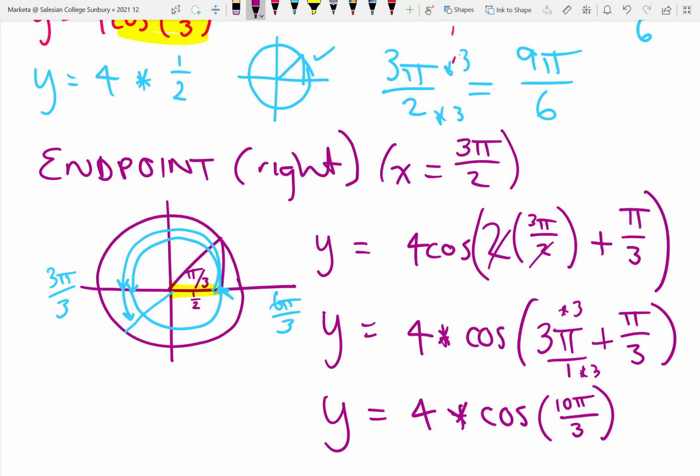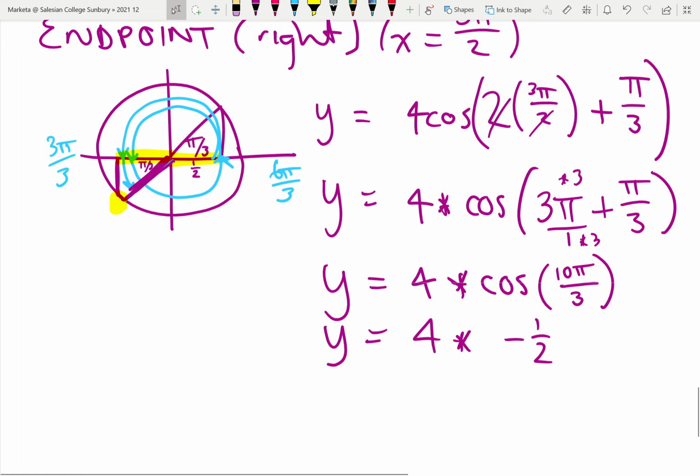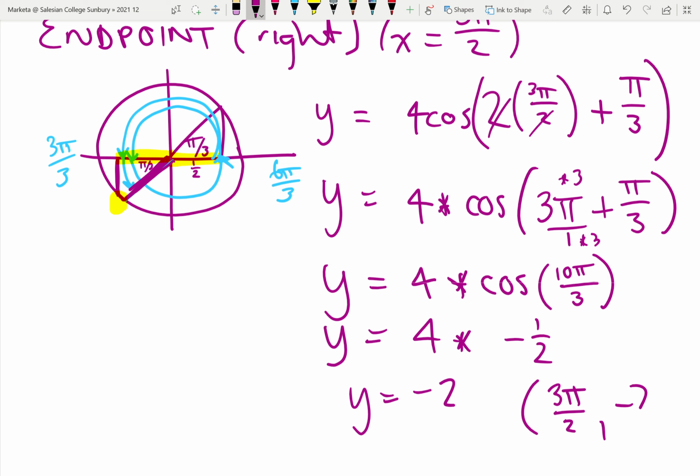So we see that now it's going to be in this quadrant. So we're putting the triangle in this quadrant. It still has a pi on 3 angle here, but we can see that the x value for this point is going to be negative. So that means that this is negative half. And that's 4 times negative half, which is negative 2. So that means our endpoint is at 3 pi on 2, comma neg 2.